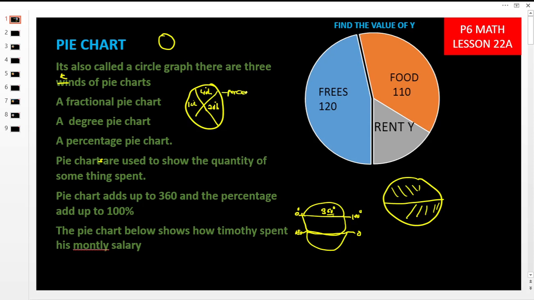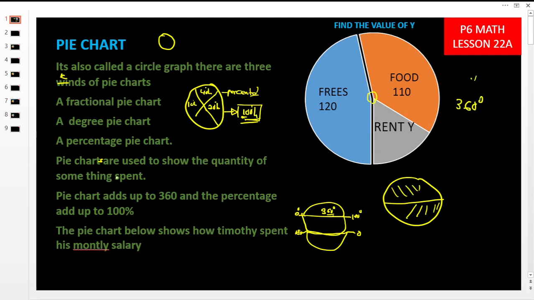It is in terms of percentages, which means that I have to add, and when I add, what is the total percentage? It is 100%. So when they are in terms of percentages, they add up to 100%. In the form of degrees like this one, they have to add up to 360 degrees, 180 up and 180 down.